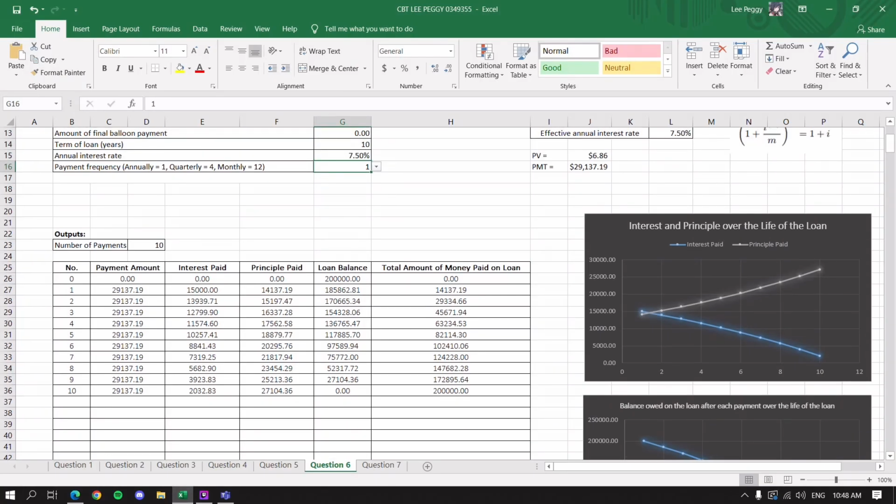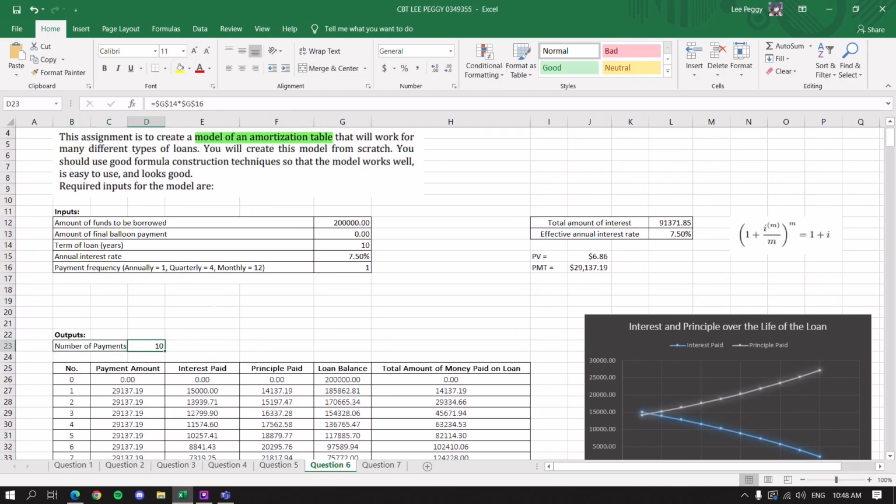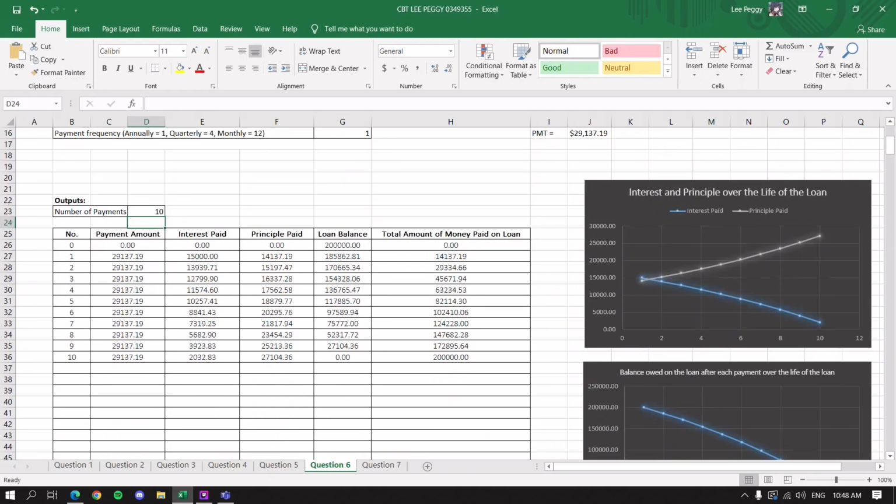Before doing this table, we need to calculate the number of payments, which is the payment frequency times the term of the loan. You can see the formula here. This will give us the payment number, which is how many periods of time. So we create this table which has the number of periods, the payment amount, the interest paid, principal paid, loan balance, and also the total amount of money paid on the loan.